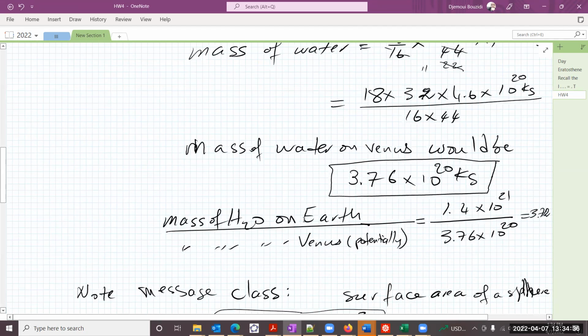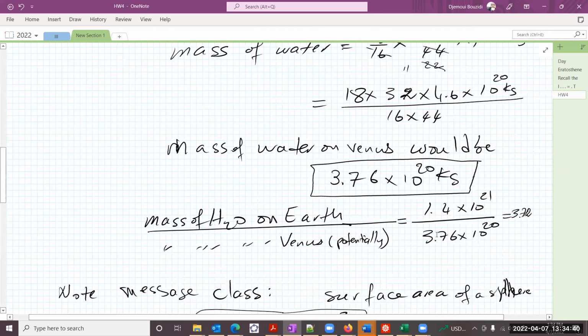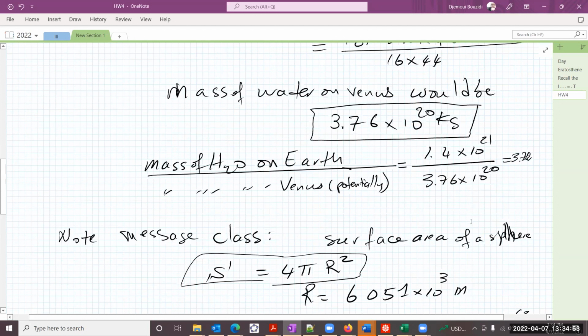The second part says compare the two, that of the Earth and that of Venus. And all we have to do is just take the ratio. Obviously, the Earth, even right now, still has more water in it than Venus would by converting all of its carbon dioxide into water. It's almost 4 times, 3.72, if we do the ratio of these two numbers.